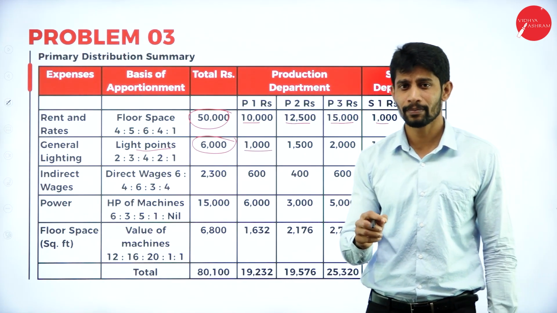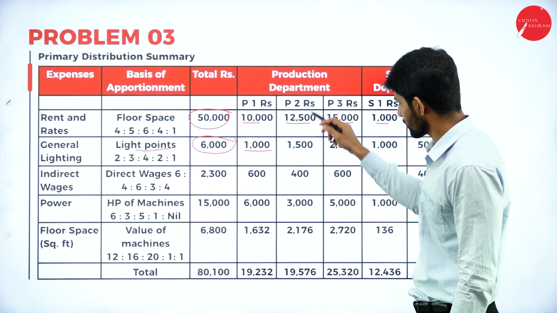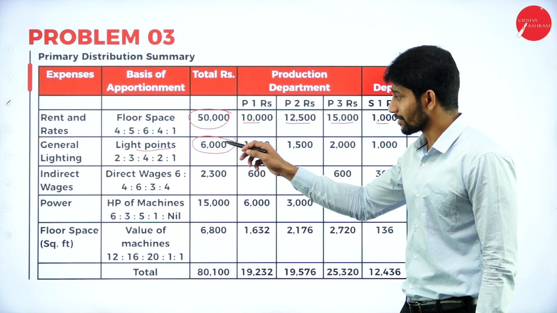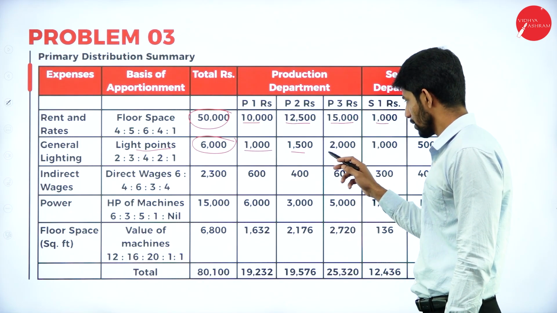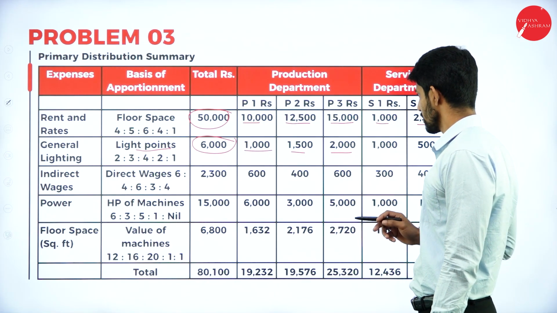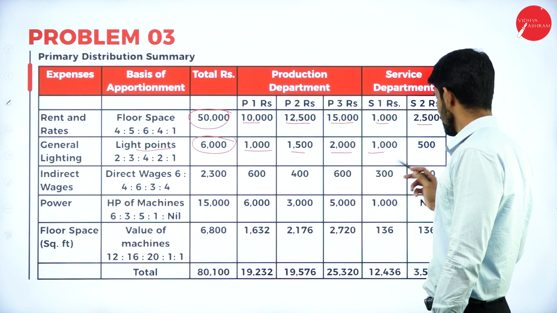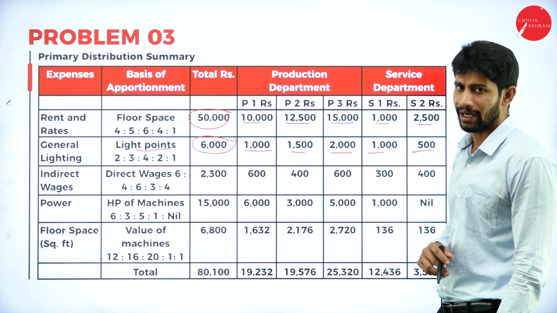1,000 for production department 1. Next, production department 2, 3 divided by 12, you will get 1,500. Likewise, for production department 3, it is 2,000. Service department 1, 1,000. Service department 2, 500.